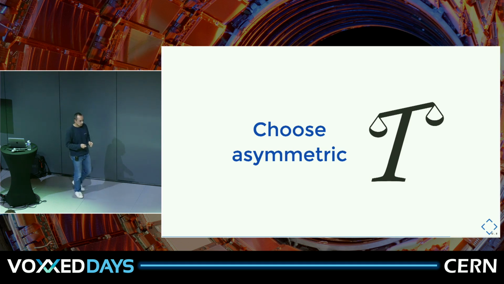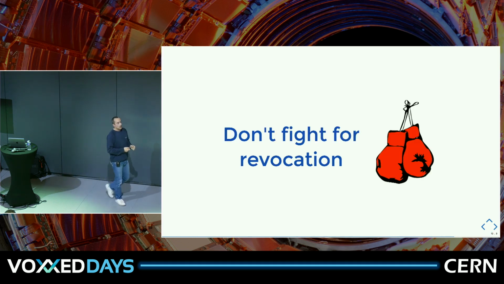And my last advice, but again, we can discuss about that. Don't fight for revocation. JWT has a lifetime. If you really have a lot of trouble revoking some token, maybe you could start by having a shorter lifetime for JWT.